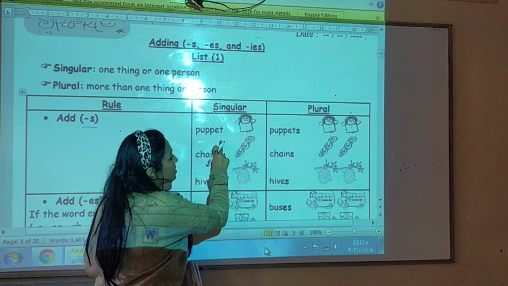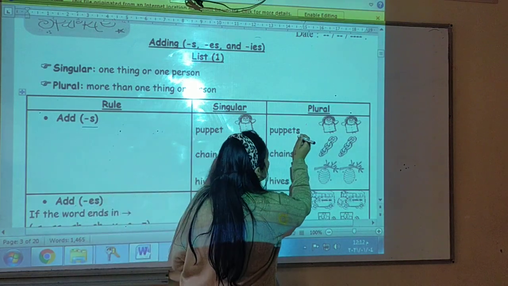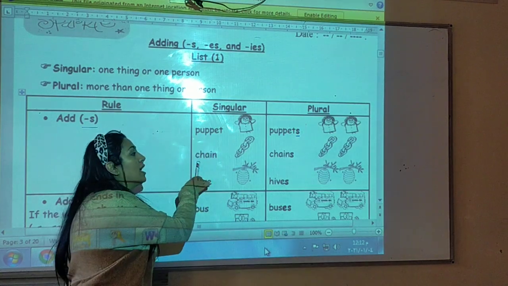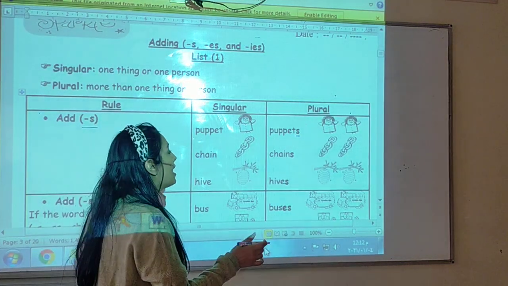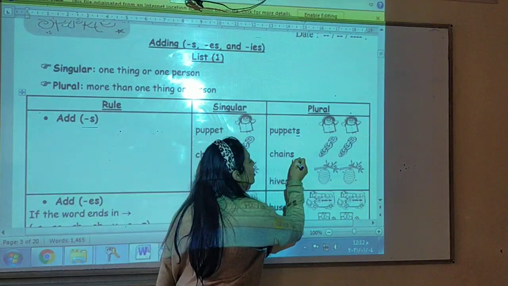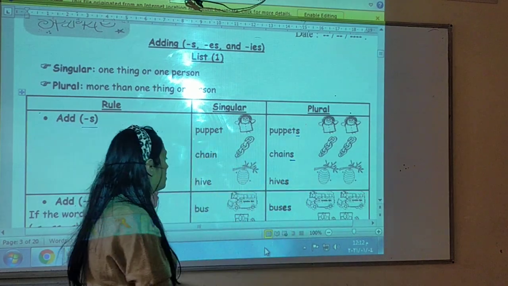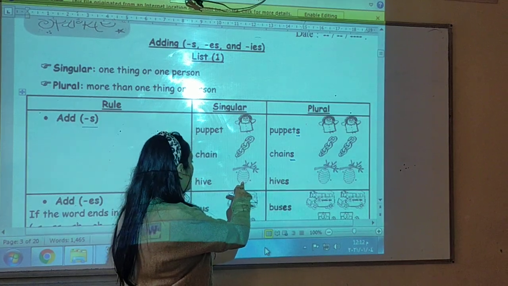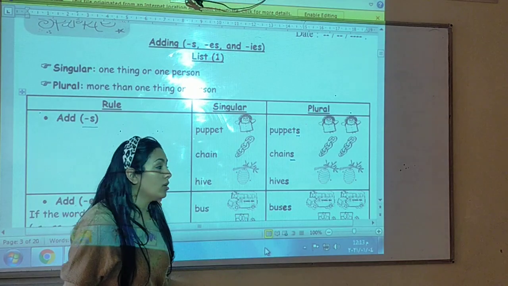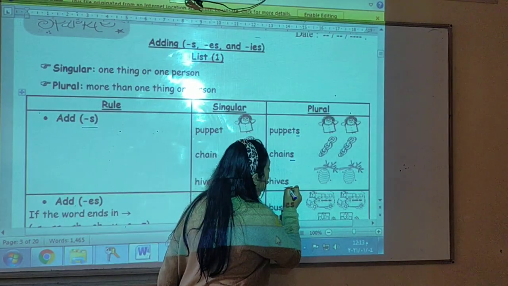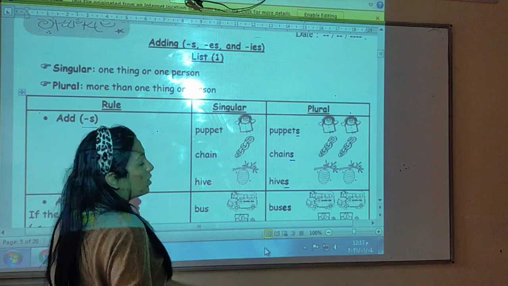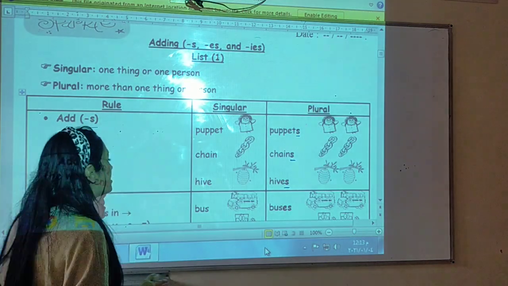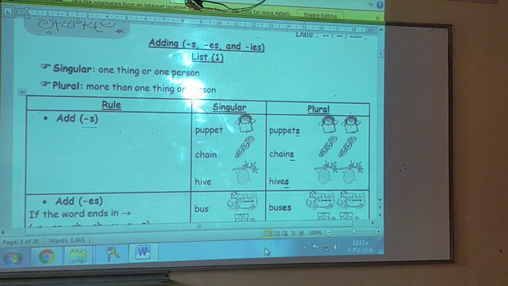Like what? Like puppets. With puppet, I add here s in the plural. So it's puppets. Okay, like what else? Chain. Okay? Chain, when I make it plural, I add only s. Look here, it's chains. Like hive. Hive is the place that the bees make the honey in. Okay? Hive, when I want to make it plural, I add just s. So this is the normal case of the plural. Okay? I add s with any word except in 2 cases. What are these cases? We are going to see.